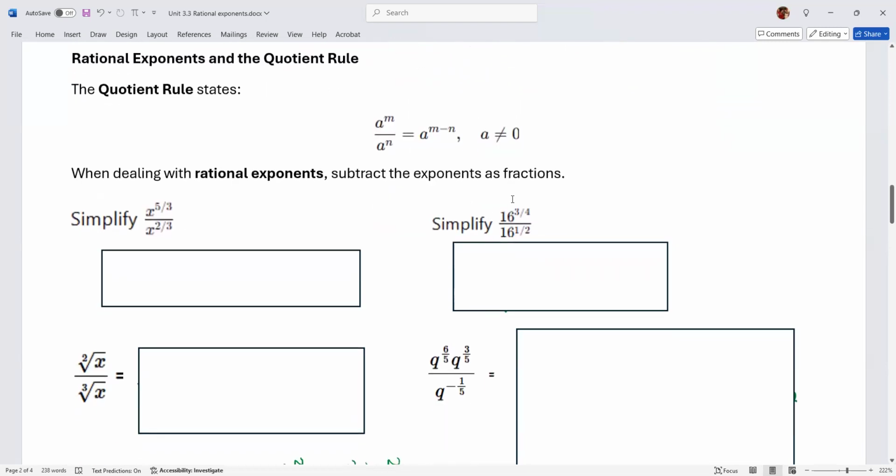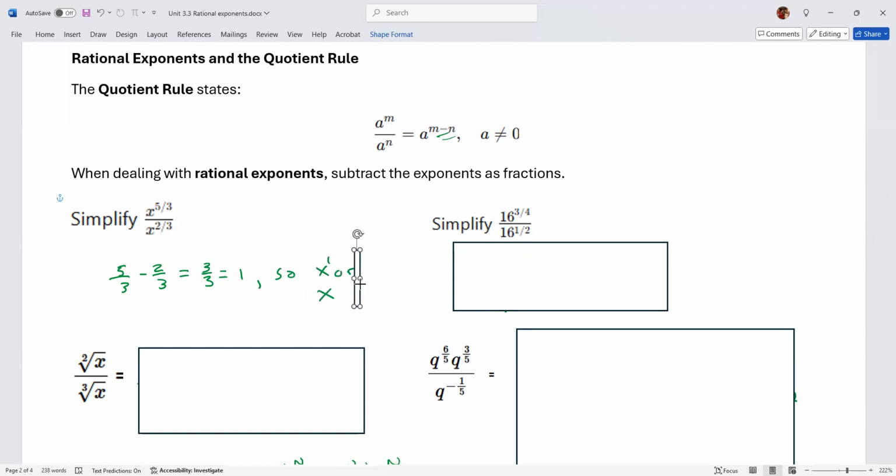The quotient rule: when you're dividing, again, you have to have the same base. If you have the same base and you're dividing, you subtract the exponents. In this first example, we have the same base of x. We have 5/3 on top, 2/3 on the bottom. The rule says we just subtract those exponents. So when you take 5/3 minus 2/3, you get 3/3, which is 1. That just means this is x to the first, or just x.